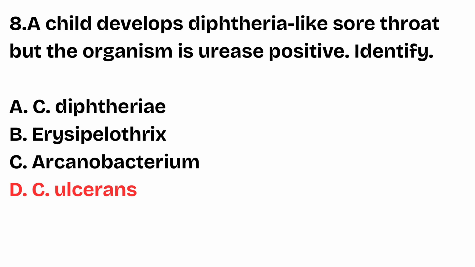Corynebacterium ulcerans produces diphtheria-like toxin but can be distinguished by its urease positivity. Transmission often occurs from animals.